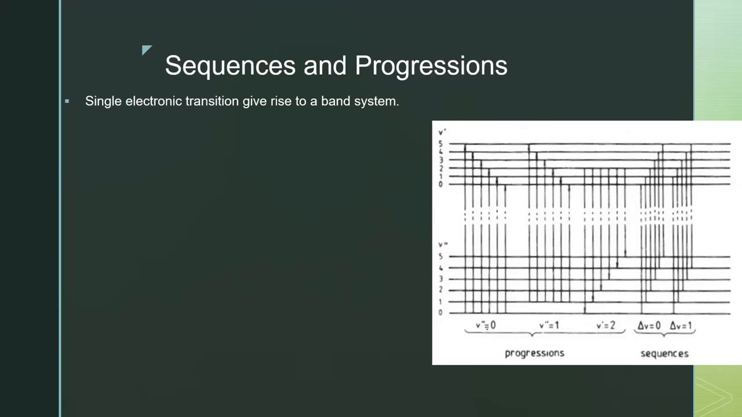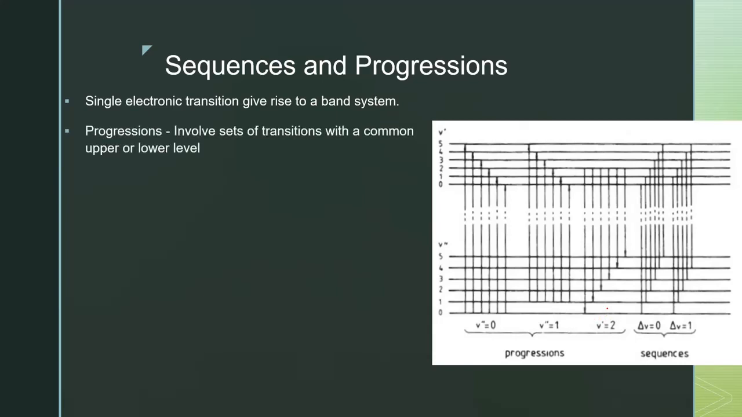So in an electronic spectra, we expect sequences and progressions. So what is a sequence and what is a progression? A single electronic transition doesn't give you one single line in the spectra but gives you a band system. As we have already seen, since it involves vibrational and rotational transitions, it will give you a band system. We are now looking only into the vibrational coarse structure. We are not going deep into the rotational coarse structure for this lecture. Therefore, we will be sticking to the electronic transition and the vibrational sublevels which are involved in it.